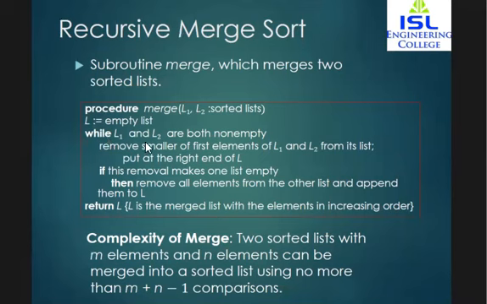And when L1 and L2 both are non-empty, we remove the smaller of the first elements and put it at the right end of L. And this continues till we get the merged sorted list. So the complexity will be that m plus n minus 1 comparisons are done.